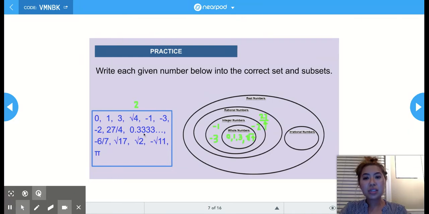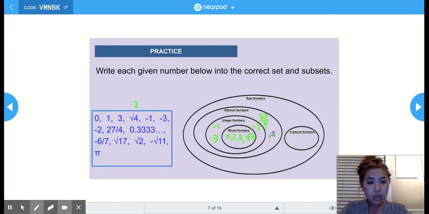Our next number is 0.333, and so that's a repeating decimal, and repeating decimals are rational numbers. So I'm going to write that in the rational numbers subset. And so instead of writing all the threes, I'm just going to write a line on top because in math, we use that notation to show that that number is repeating. And so that means that 0.333 is a rational number and a real number.